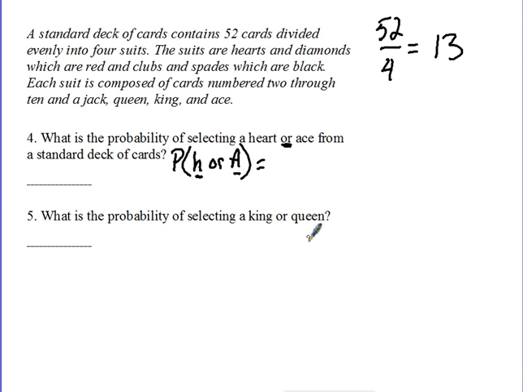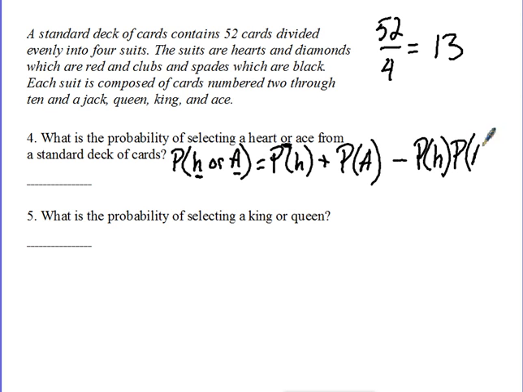So we're going to have to use our inclusive probability model, which tells us that when we have the word or, the probability of the first outcome plus the probability of the second outcome minus the product of those two probabilities will give us our probability. So the probability of a heart, we have 13 cards that are hearts out of 52 total cards. So our probability of a heart is 13 out of 52. The probability of an ace, there are only 4 aces in a deck, one of each suit, and those are out of 52 cards.